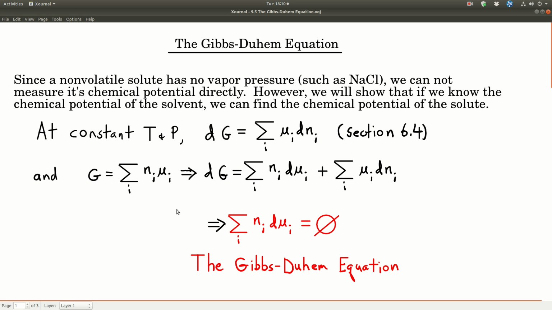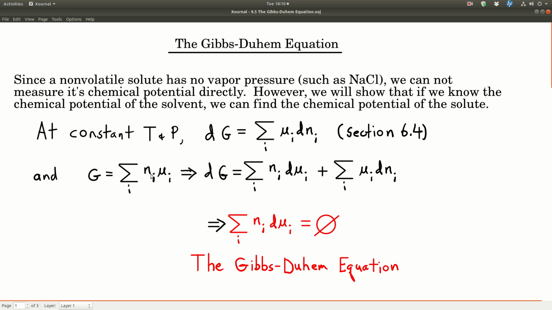So we're going to start out with something we saw in chapter 6, section 6.4. At constant temperature and pressure, dG is equal to the sum over i of the chemical potentials times dN sub i. Also, same section, G, the Gibbs energy, is equal to the sum over i of N sub i mu sub i.